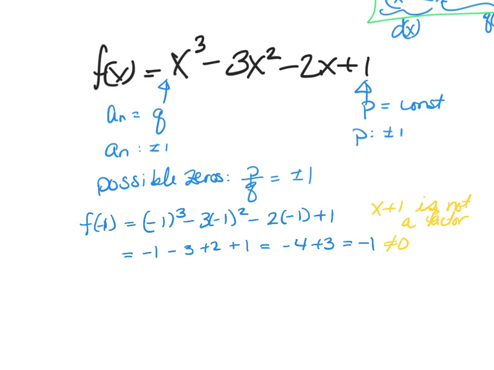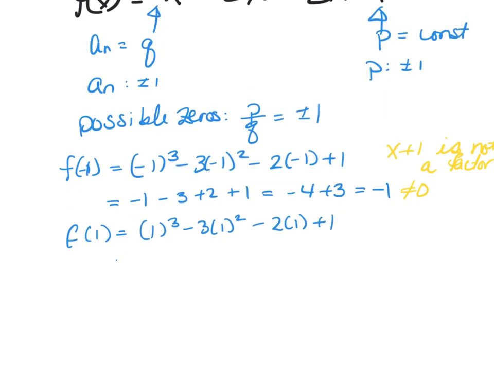So now I'm going to try f of 1. So I put 1 in there. I get 1 cubed minus 3 times 1 squared minus 2 times 1 plus 1. So I end up with 1 minus 3 minus 2 plus 1, which is negative 3. This is not 0, which means x minus 1 is not a factor.